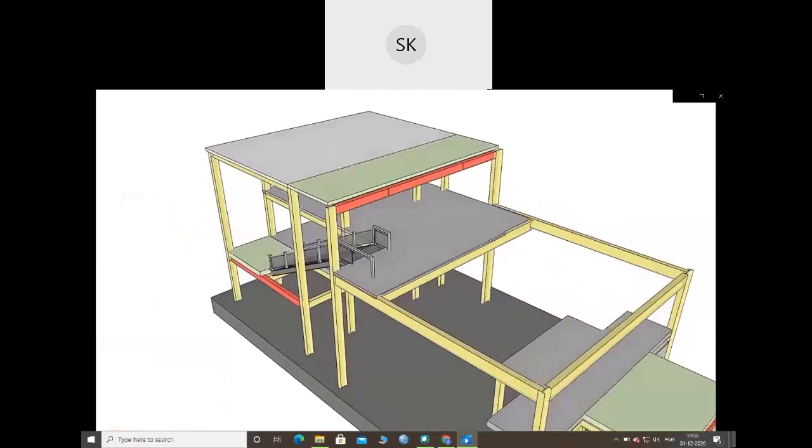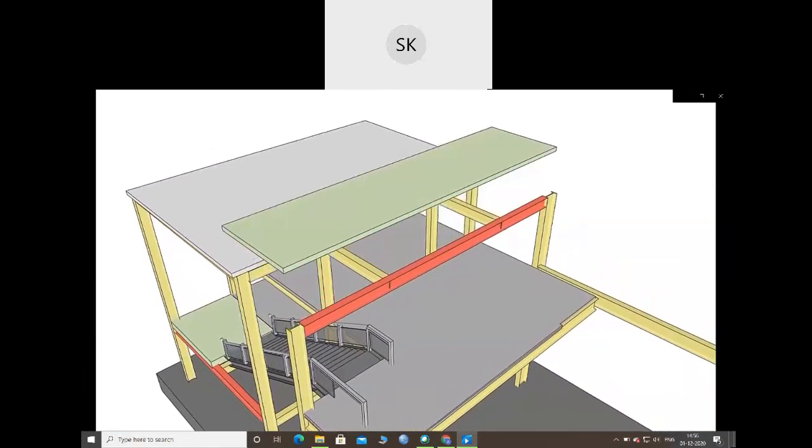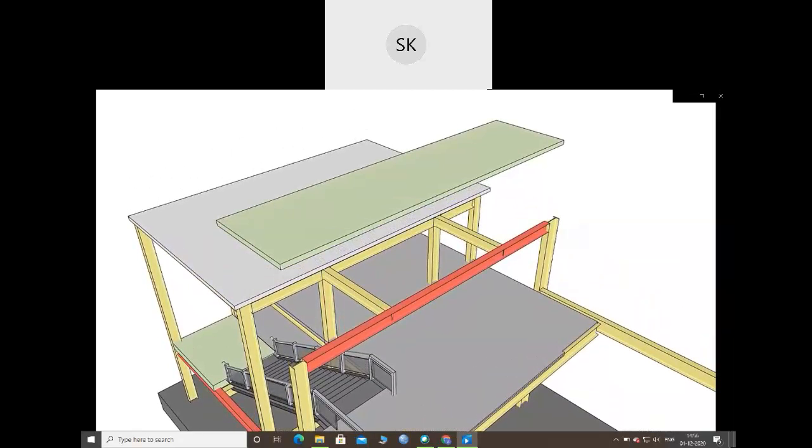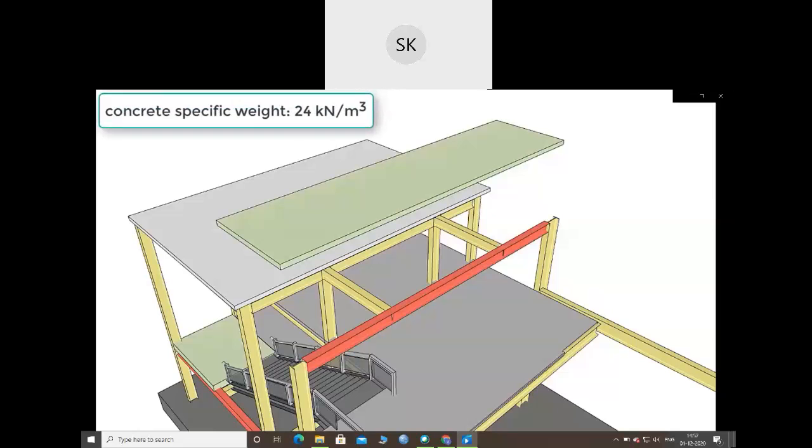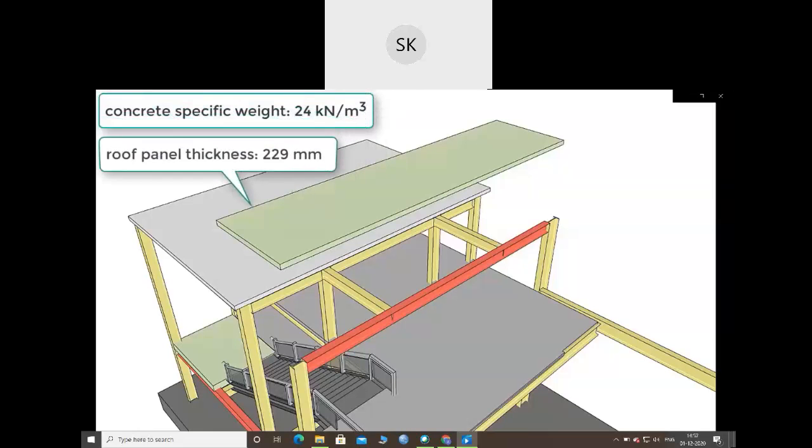Let's start with the long beam on the second floor. Suppose the concrete roof panel, shown in green, is supported by 2 transversal beams only. This means that the weight of the panel is going to be distributed to the 2 beams. Assuming that the specific weight of concrete is 24 kilonewtons per cubic meter, the roof thickness is 229 millimeters, the length of the red beam is 10 meters, and each of the 2 transversal beams has a length of 3.5 meters, then the uniformly distributed load on each beam is going to have a magnitude of 27.48 kilonewtons per meter.